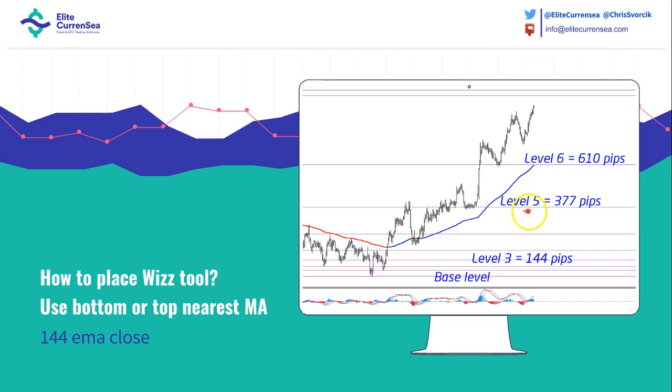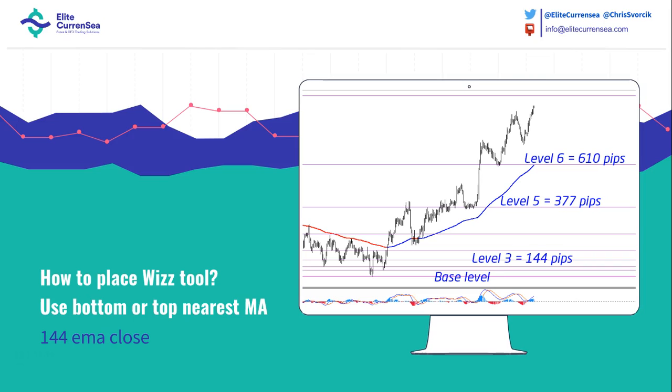So when you see a level 5 on the hourly chart, that means that this particular instrument has traveled 377 pips from the base level, from the starting spot. All right, so that's a huge movement, and you can see that price is especially interesting when it breaks to 144 and then goes up all the way to 377. That's a wide zone and a lot of pips there to be caught. That's when you can expect price to actually start to move impulsively towards the next level.